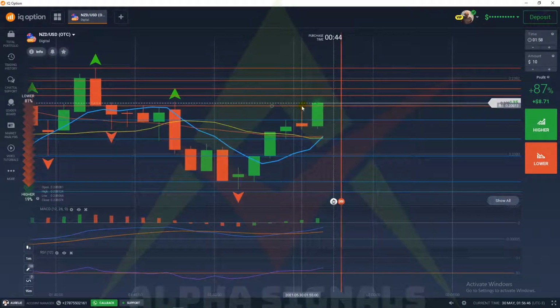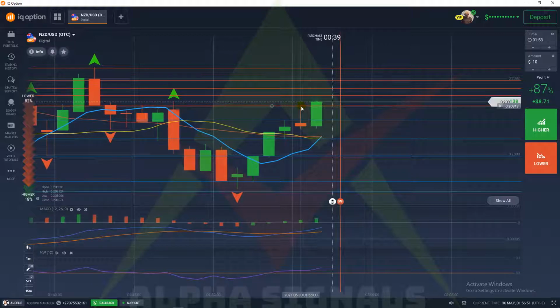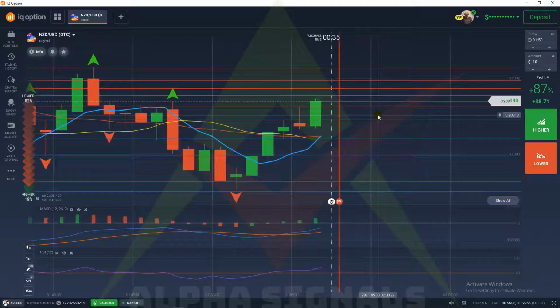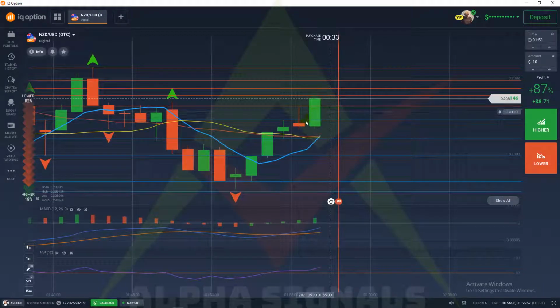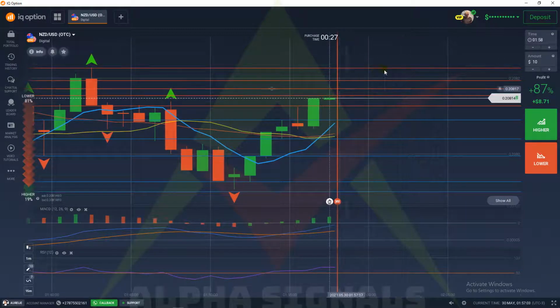So I'm just going to wait and see how it behaves in relation to this area. Will it break this zone and go to the higher one or not? But it is a put. And I love this area because that's exactly where the market seems to be reversing, in this area here.